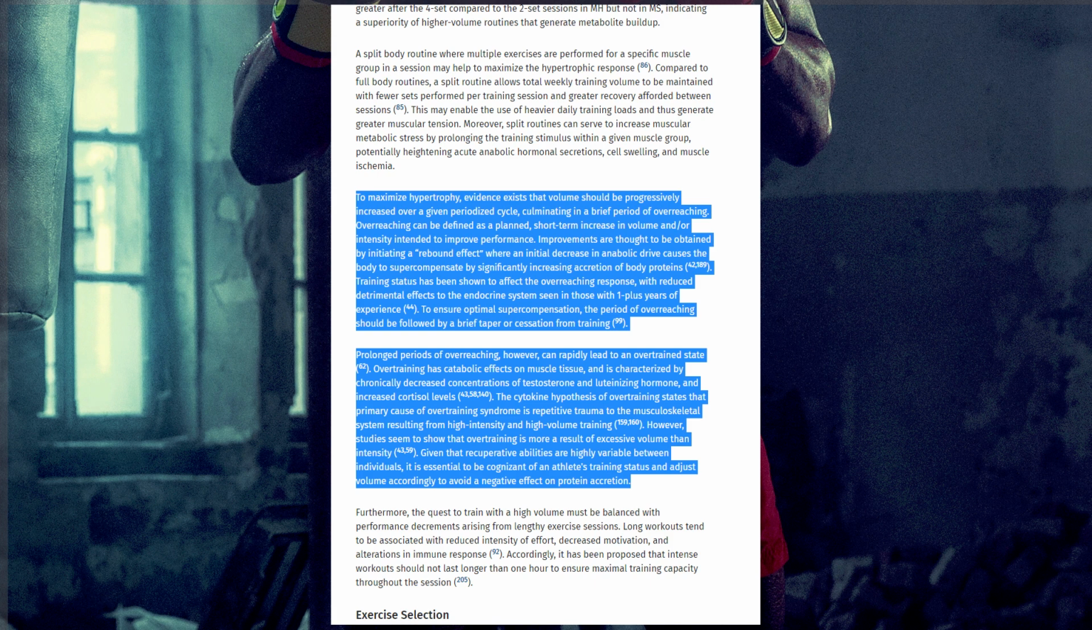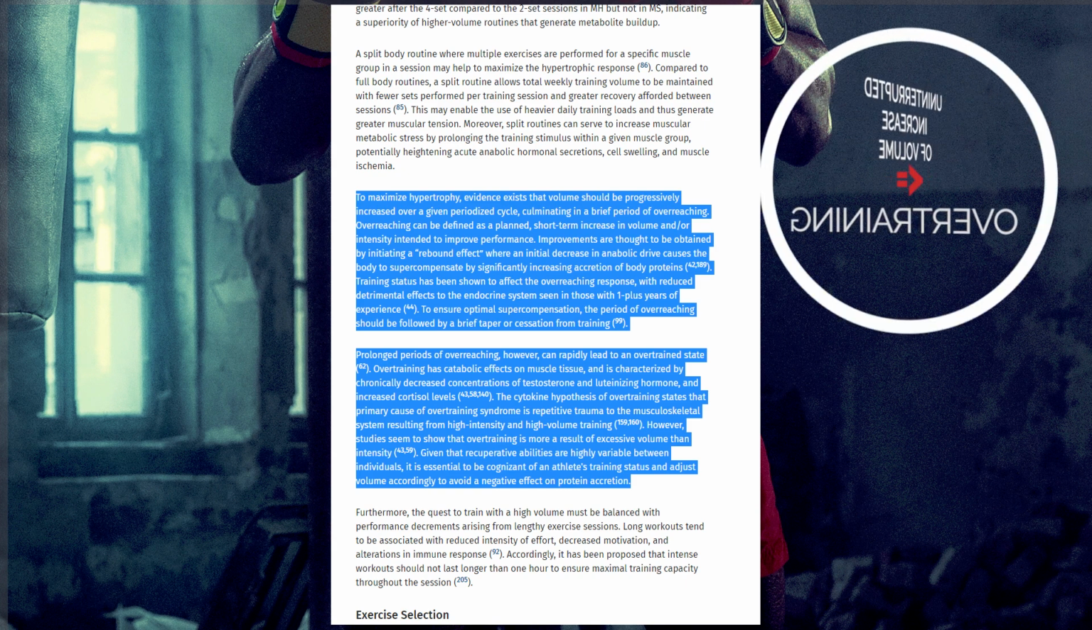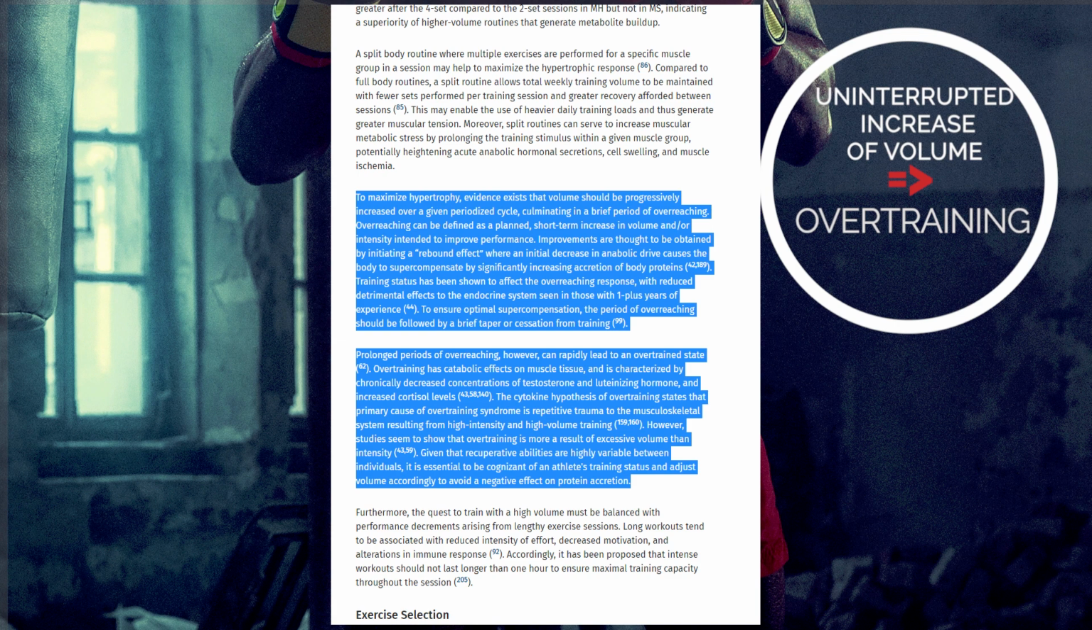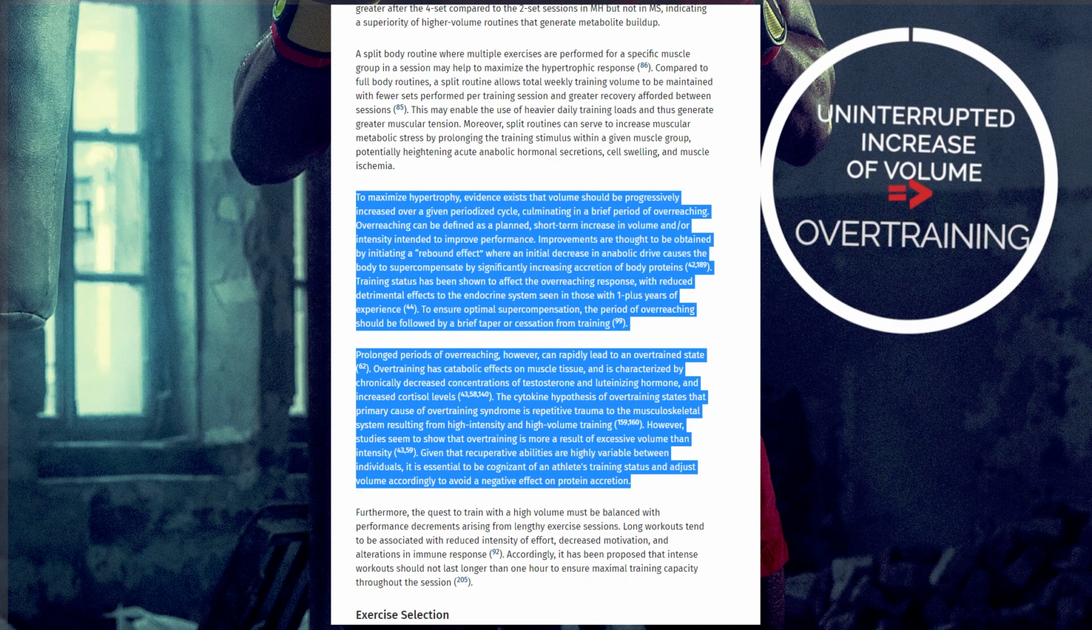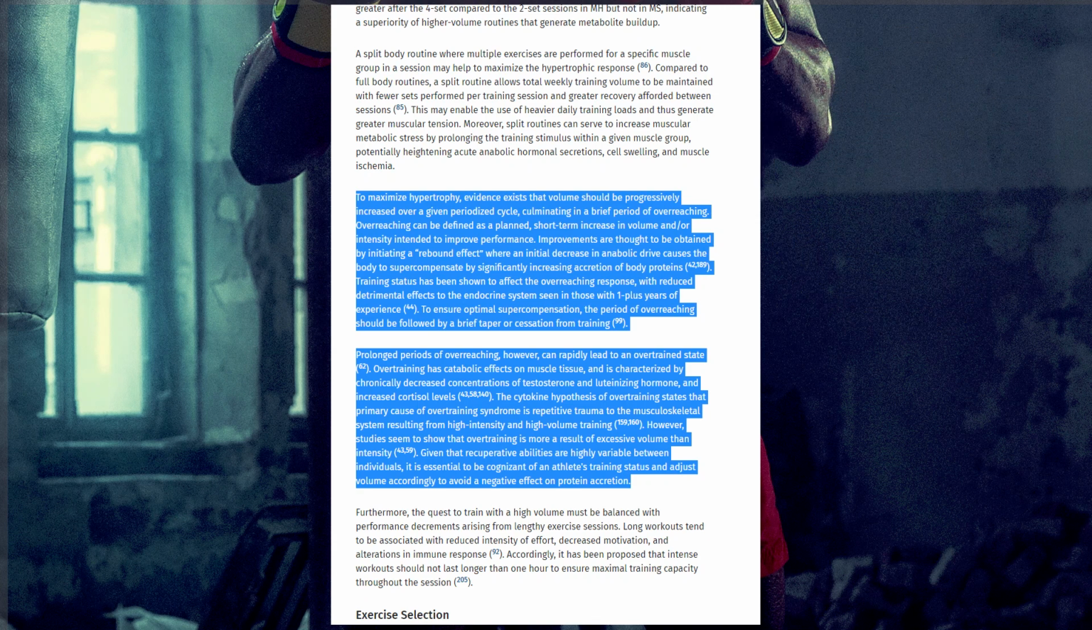The period of overreaching should be followed by a brief taper of cessation from training, meaning that you can't always keep on increasing your volume, because you are going to be overtraining yourself, and overtraining has catabolic effects on muscle tissue, meaning that if you overtrain yourself, you are not going to benefit anymore from your workouts, and you will need to cease training, meaning that you need to stop training.